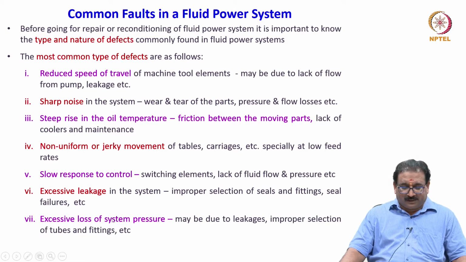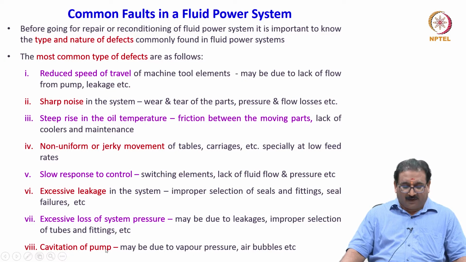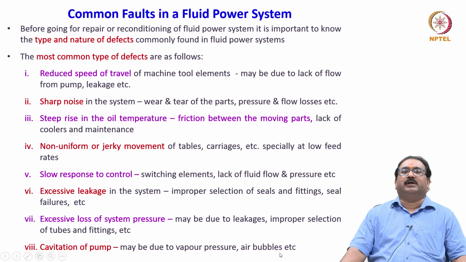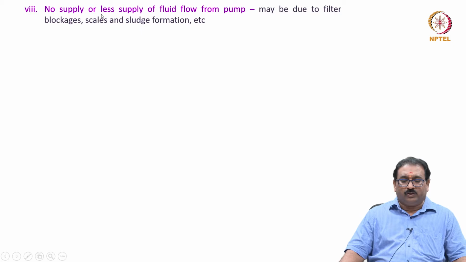Excessive loss of the system pressure may be due to the leakages, improper selection of tubing and fittings, vibrations, wear and tear of the parts and many more. Cavitation of the pump may be due to vapor pressure, air bubbles, foam formation in the reservoir tank and many more. No supply or a less supply of flow from the pump. What is the reason here? May be due to filter blockages, scales and sludge formation in the tank and many more.